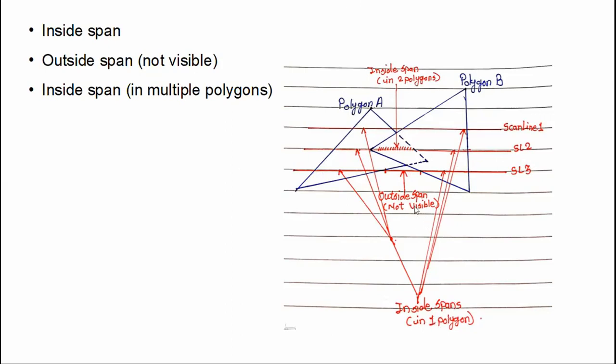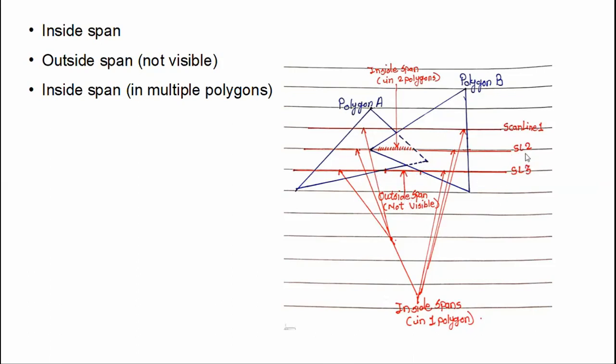Now, if you notice for this scanline 3, this particular portion is outside of the polygon area. That's why this is called the outside span, and this will not be visible on the screen. We know that this is not at all part of the polygons, so we will not display it on the display screen. So this is called the outside span.